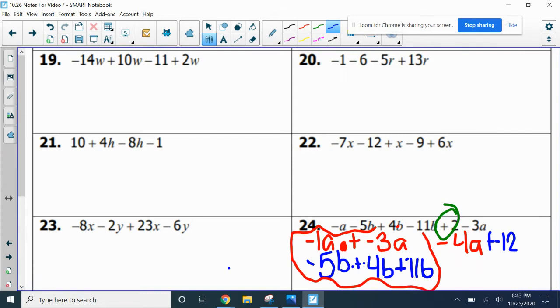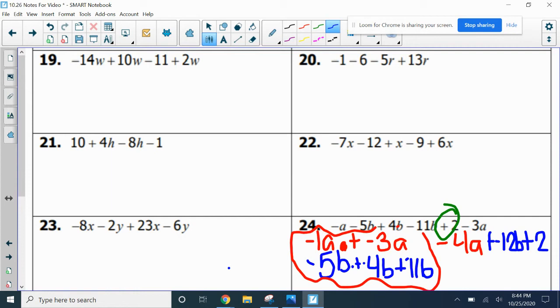And 2 is our only constant. So we're going to put plus, not lose our b, 2. And that is as far as we can go with it. We can combine all our a's. We can combine our b's. We can combine our constants, but we don't know what a is. We don't know what b is. And there are no other constants. So we cannot combine any of those 3 terms because they are not like terms.